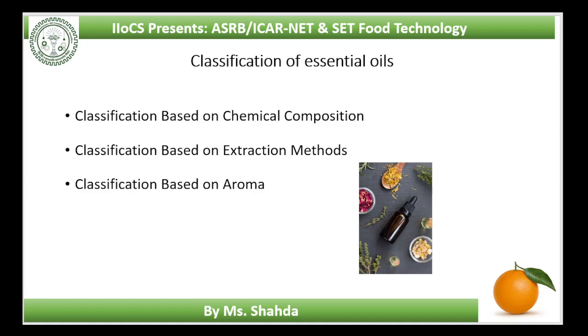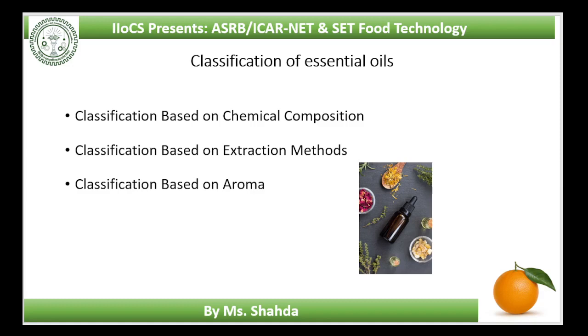Classification based on extraction methods. Essential oils can be grouped by their extraction methods. Nowadays, different methods are used in extraction, but the most common and prevalent methods are steam distillation, cold processing, and solvent extraction. Based on these methods, essential oil can be classified into four different types: steam distilled, expressed, solvent extracted, and absolute or concretes.